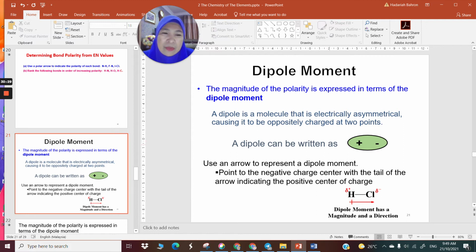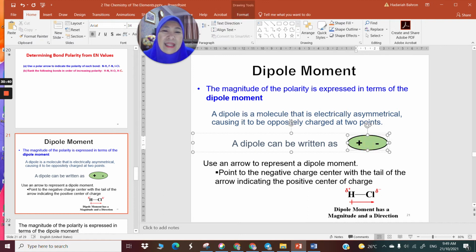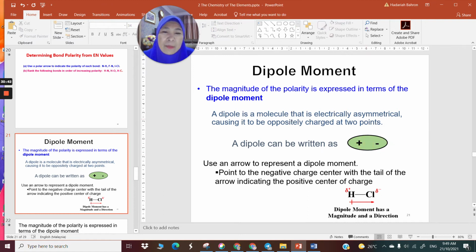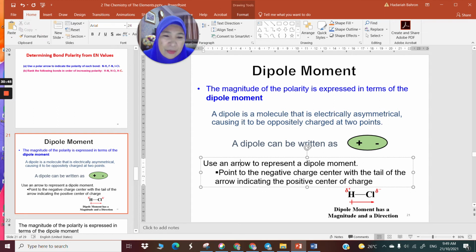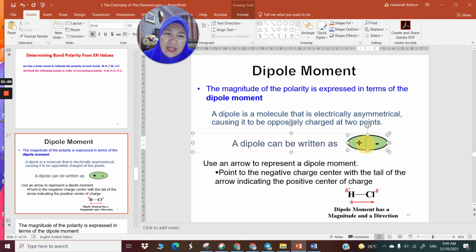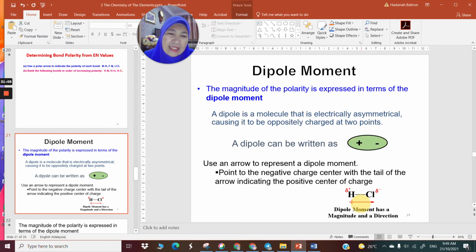So a dipole can be written as a positive sign on the left, for example, and a negative sign on the right. This is what we call a dipole moment. You can also use an arrow to represent a dipole moment, like I was explaining earlier. It points to the negative charge center, with the tail of the arrow indicating the center of the positive charge. So you can draw it in this way, or you can also draw it in that way.